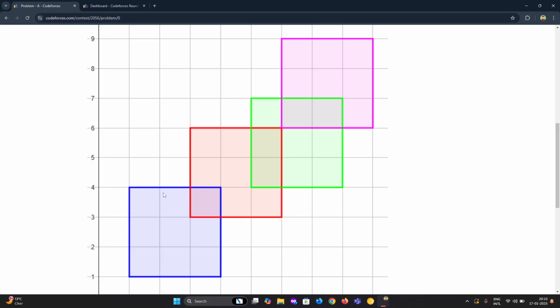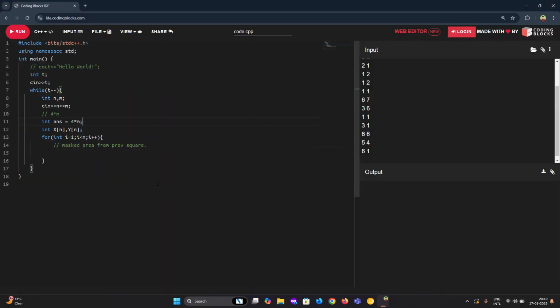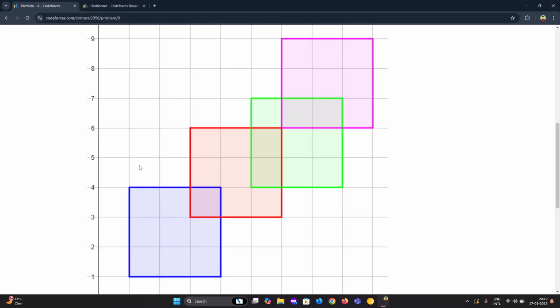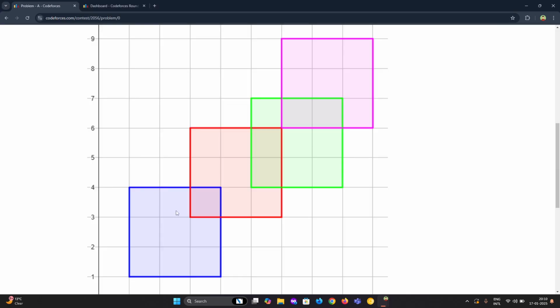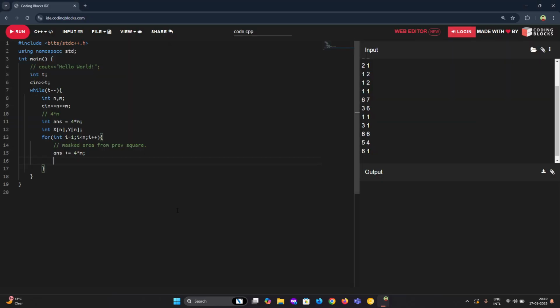4 into m, then we add 4 into m again, and then subtract m minus x.